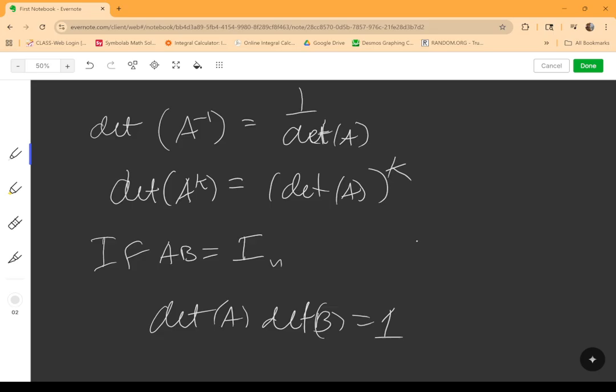But more importantly, neither can be 0, so A and B are both non-singular matrices. So here we have properties of the determinant. Again, what we are really after for the most part is to use the determinant as a way to determine if a matrix is non-singular or not.